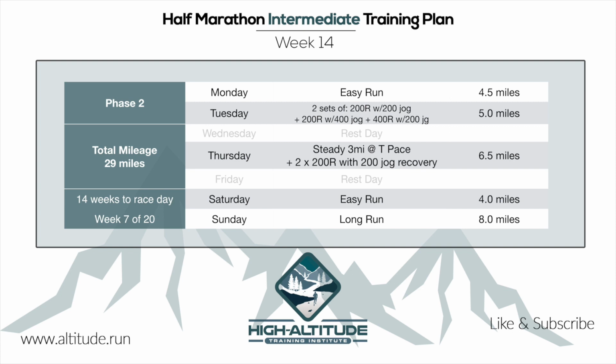And then on Thursday, we're going to go out and do a steady 3 mile at T pace, our threshold pace. And when we're done with that, we're going to take a little bit of a break, just catch up our breath, and then we'll get into a 2 times 200 at repetition pace, followed by 200-meter jog in between. So 200 fast, 200 slow, 200 fast, 200 slow, and then that's it. Again, 2 mile of warm-up, 1 mile of cool-down, and that's going to take us to 6.5 miles. On Saturday, we'll have our easy run, and then on Sunday, we'll go out and do our long run and call it quit for the week.